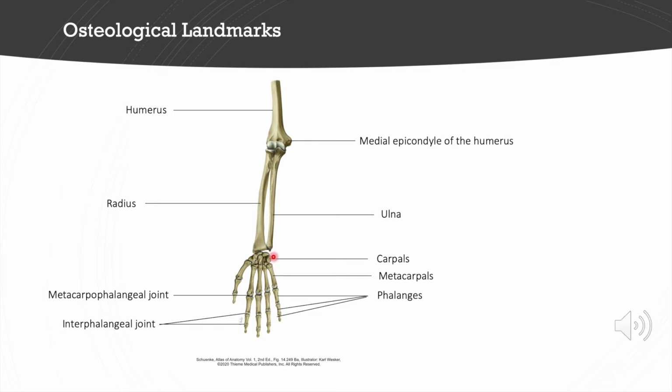On the hand, we have the carpals, metacarpals, and phalanges. There are 3 phalanges on each of the fingers, but only 2 on the thumb. The interphalangeal joints exist between the phalanges, and the metacarpophalangeal joints are found between metacarpals and proximal phalanges.